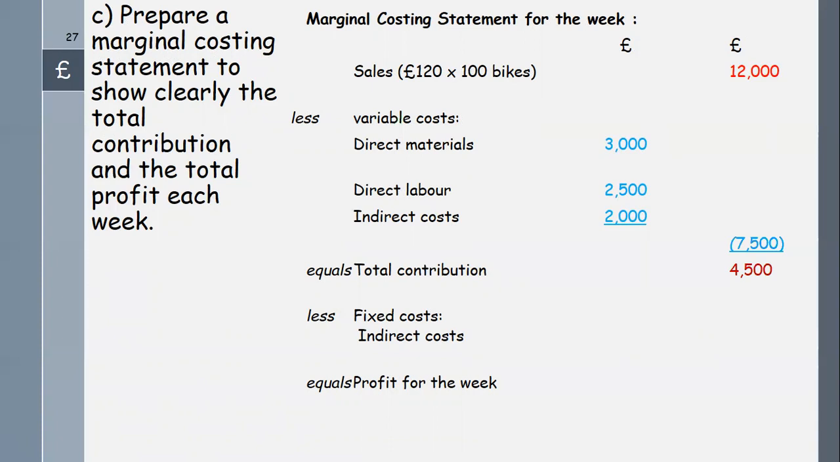So the next thing I'm going to do is take away any fixed costs. Now I've only got one of them, so I can stick that straight in the right-hand column, so 1,500. I'm going to take that away, and I'm going to be left with my £3,000 profit for the week. And that's all there is to a marginal costing statement. So can you have a go at the questions yourself now? Keep looking back at the video to remind yourself of the different definitions of marginal cost and contribution, and to double check the layout.